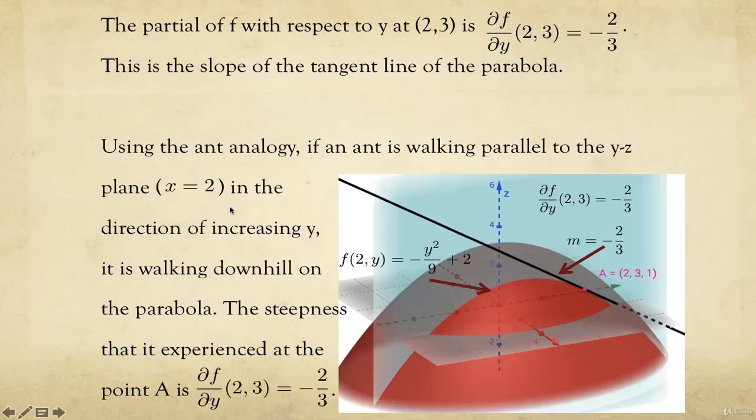And if it's walking in the direction of increasing y, going to the right, then this says that the slope that the ant is experiencing is negative 2/3. So the slope of this curve is negative 2/3. That means that the ant is going downhill, and the steepness of that downhill is 2/3. So the interpretation for the partial derivative is exactly the same thing as for the single variable derivative.